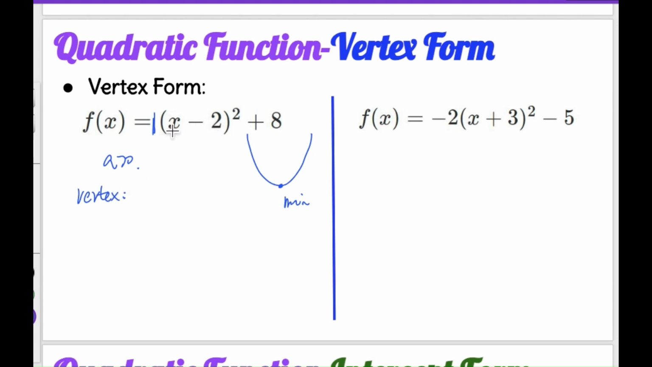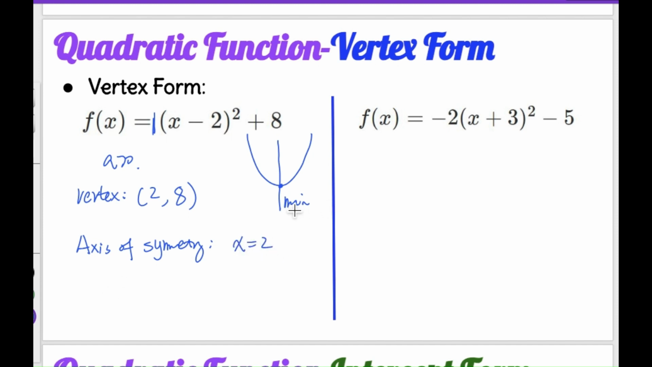So the value of x here is -2, so it's going to be 2 and 8. So this is a vertex, and according to the previous lesson, where we talked about the graph, we know the axis of symmetry, which is a vertical line passing through the vertex, looks like this. So we know it's going to be x equals 2.